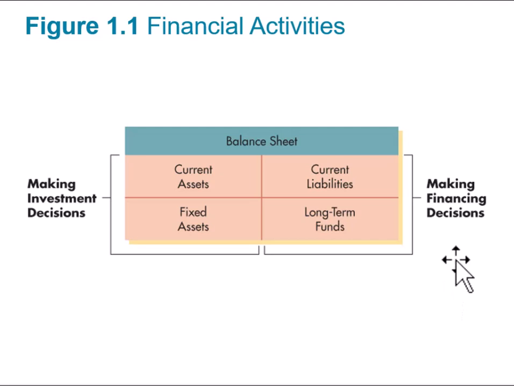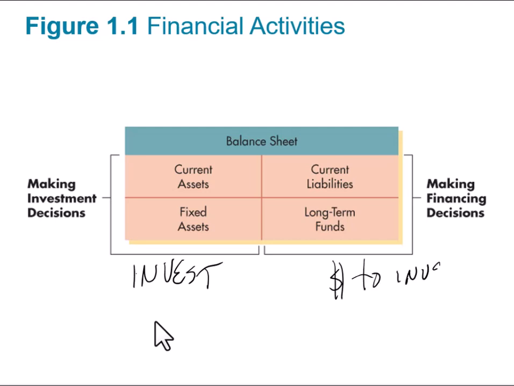Financial decisions, though, the financing question is answered on the right side of the balance sheet. So this talks about, in general, where do we get the money in order to pay for these things over here? So I kind of like to think of this balance sheet in this way, right? This is our investment, and this is the dollars to invest.